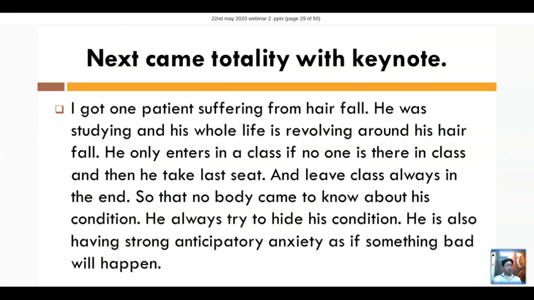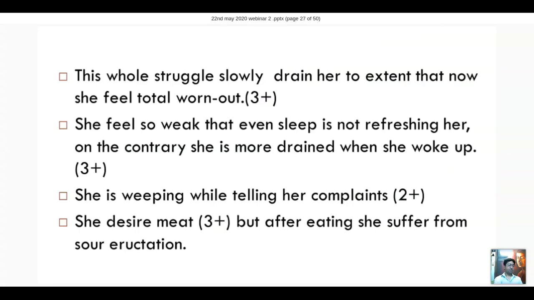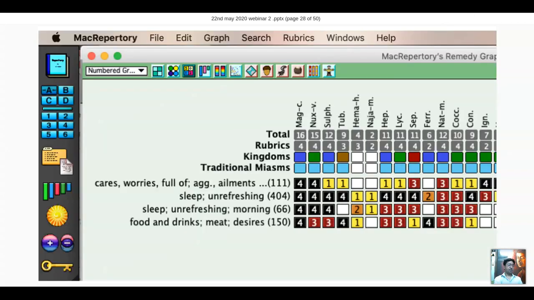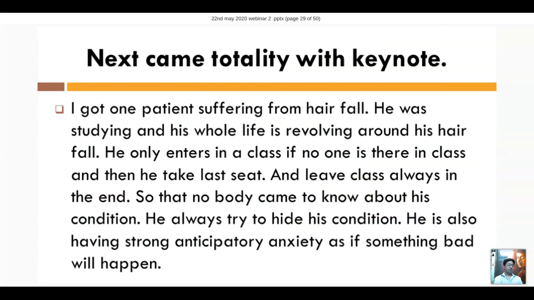Then comes when we have totality with the keynote. We are not having essence, but we came with the totality and keynote. Sorry, here it should be essence with keynote.